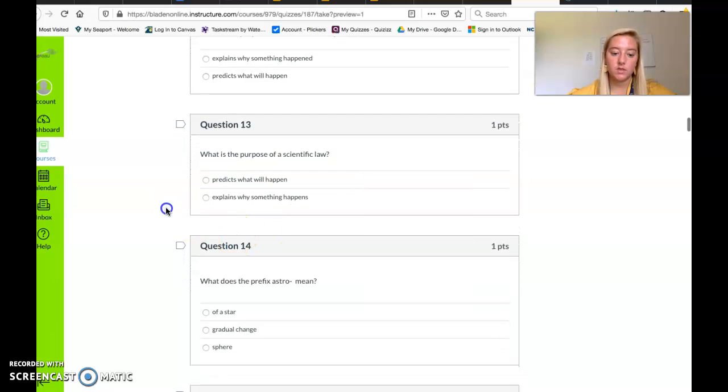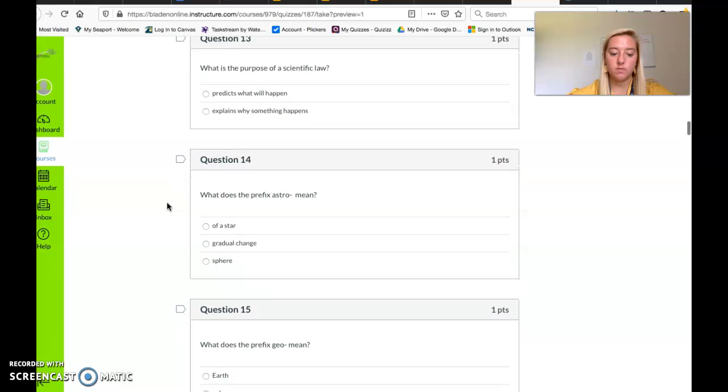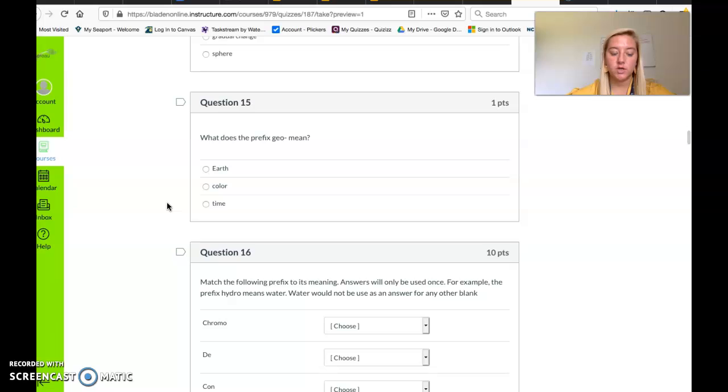Question number 14, what does the prefix astro mean? Of a star, gradual change, or sphere? Question number 15, what does the prefix geo mean? Does it mean earth, color, or time?